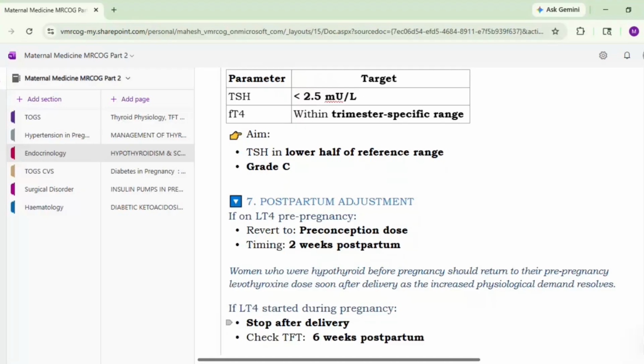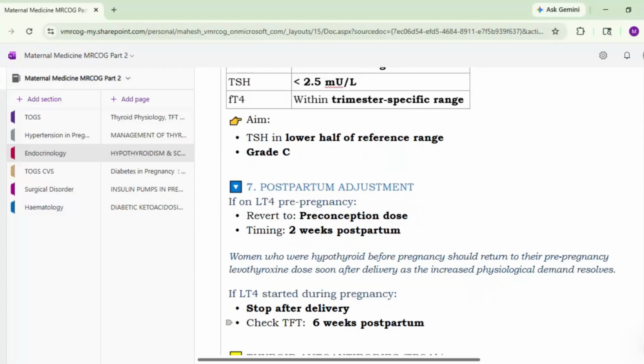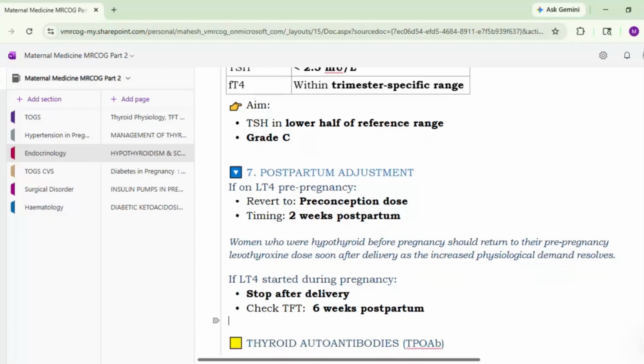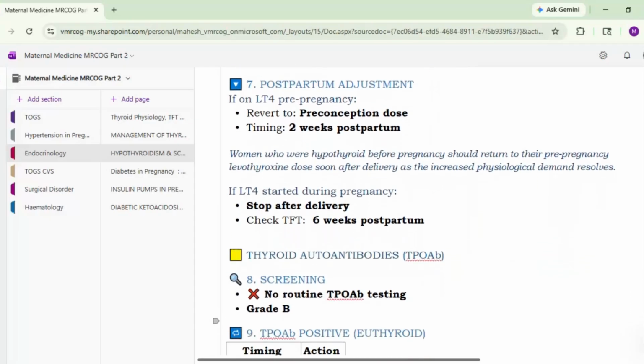Now, the first situation was that she had started LT4 before, as she was already hypothyroid. Now, if we have started LT4 during the pregnancy, stop after the delivery, but check the TFT 6 weeks postpartum. So if she is on thyroxine before pregnancy, during pregnancy we will increase the dose, but within 2 weeks of delivery, we'll come back to the pre-pregnancy level. If you have started LT4 during the pregnancy, you will stop after the delivery and repeat TFT at 6 weeks postpartum.